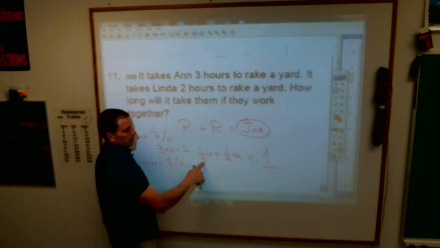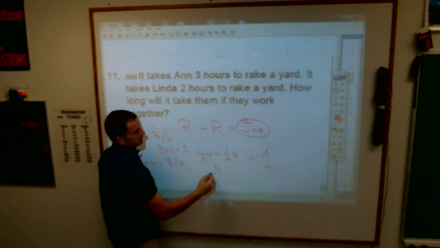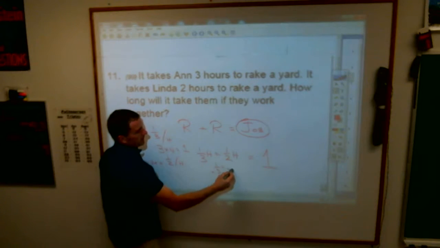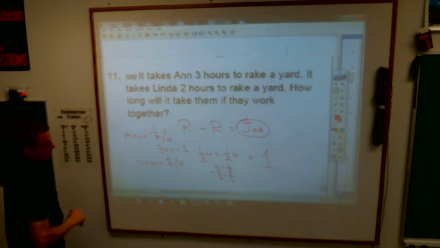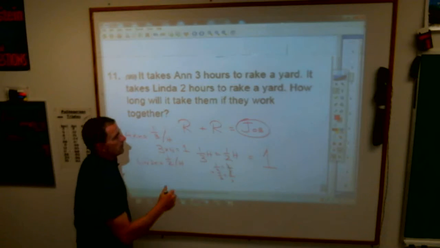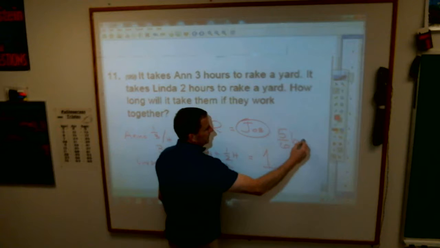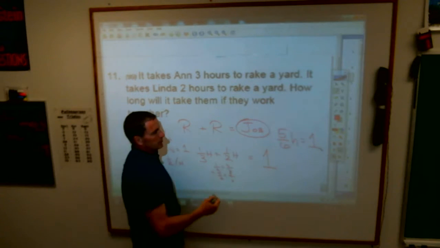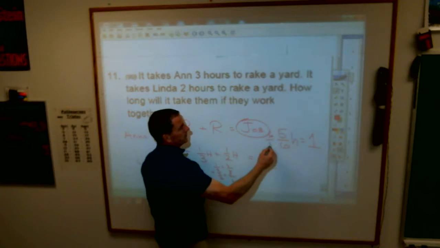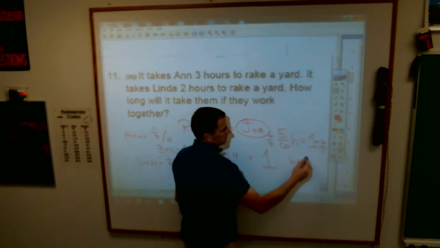What's your common denominator? What's 1/3 plus 1/2? You can combine these. 1/3 plus 1/2. Common denominator is 6. This is what? 3/6 plus 2/6. Is it 5/6? So 5/6 times h equals 1. And how do you solve that equation for the letter h? How many hours it'll take them? Flip and multiply like we always have. And that's where the 6 comes from.